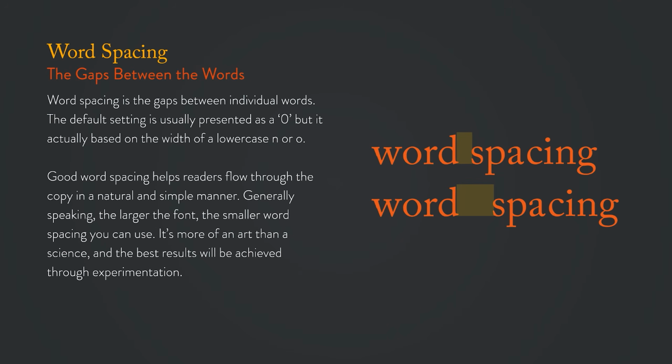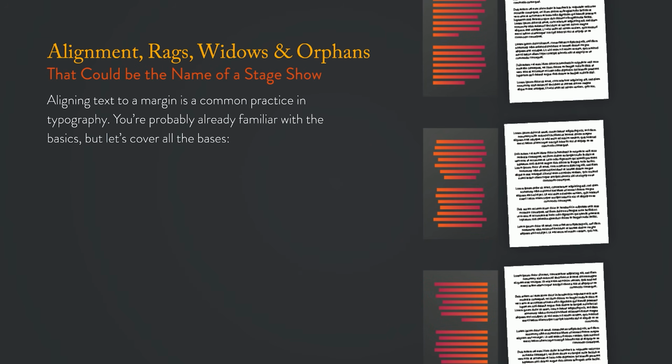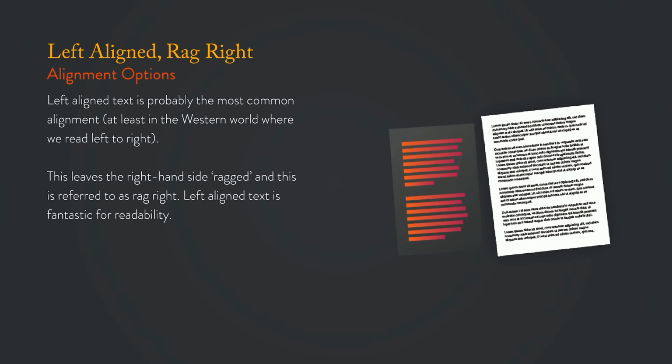So let's talk about then alignments, rags, widows, and orphans. It's a horribly depressing naming system, I know, but we have to go through it. So aligning text to a margin is a common practice. You're probably already familiar with left align, middle align, right align, justify, etc. So let's cover all the bases just quickly. Left aligned, otherwise known as rag right, and that's because the right-hand side of these paragraphs is ragged. Hence rag right.